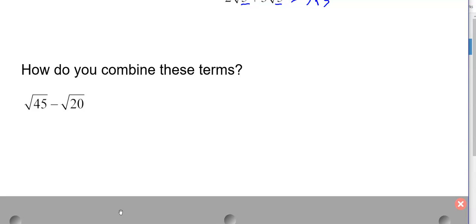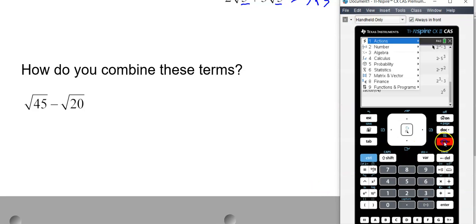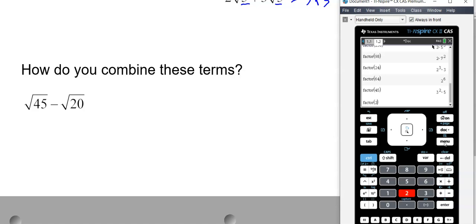Now these two, they have the same index. They're both square roots. One's 45, one's 20. So what you have to do in this kind is you kind of hope and trust that they will simplify if you factor them. So I'm going to do menu 2, 3, factor 45, and menu 2, 3, factor 20. So the factorizations of those, that's really square root of 3 squared times 5 minus square root of 2 squared times 5. Well, that's just really the 3 comes out.